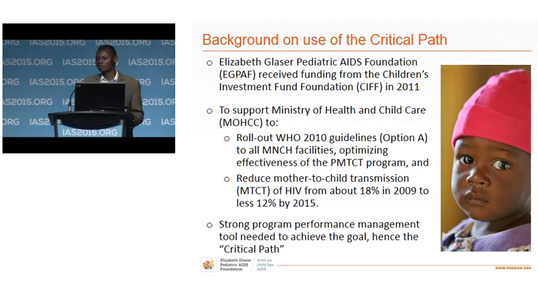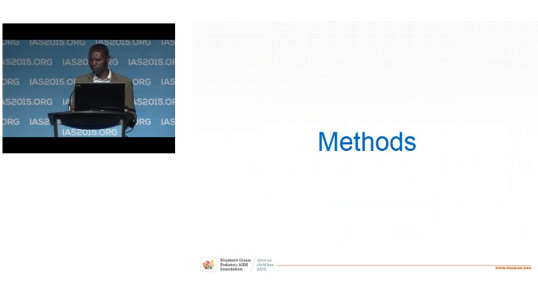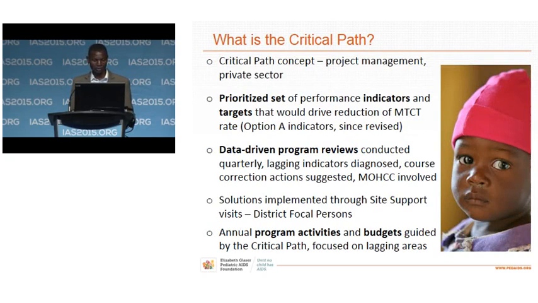So the question is, what is the critical path? For some, we may know the critical path from literature around project management and the private sector, particularly the construction industry. But in our case, the critical path constituted a prioritized set of performance indicators and targets for those indicators, which were aimed at driving the reduction of mother-to-child transmission per the goal of the program.